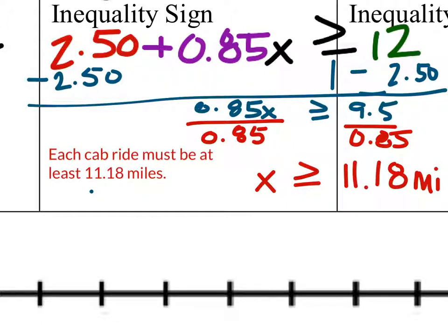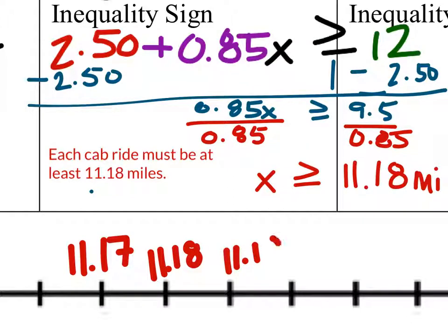All right, now let's go ahead and graph this. So at 11.18, we need some graphing in here. So this can be 11.17. This one can be 11.18. And this one could be 11.19. And at 11.18, we're going to have a closed circle. I did round it, by the way. Closed circle, because it's also equals, and it is eating the x, so it will go to the right.